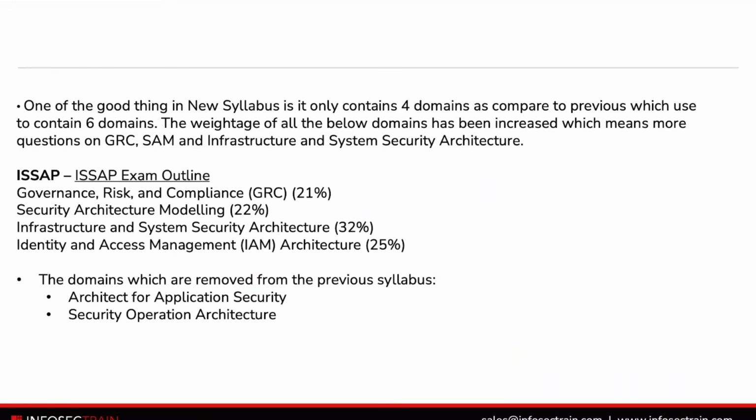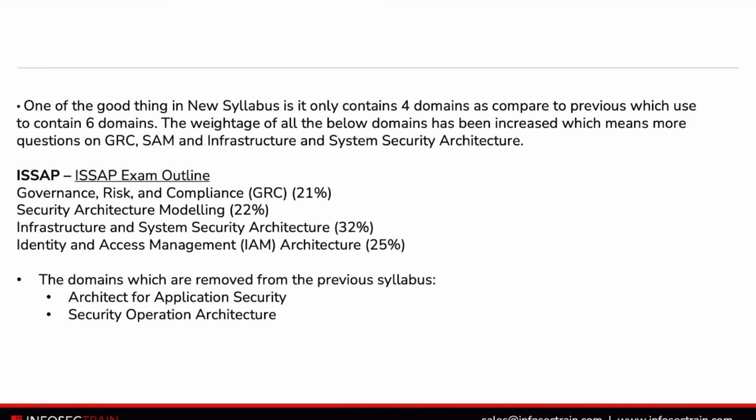As you can see, the GRC weightage is increased from 20 to 21%. Security architecture modeling, where we cover SABSA and TOGAF, and then cloud architecture, has been increased to 22%. The infrastructure and system security architecture weightage is increased to 32%, and identity and access management is increased to 25%.